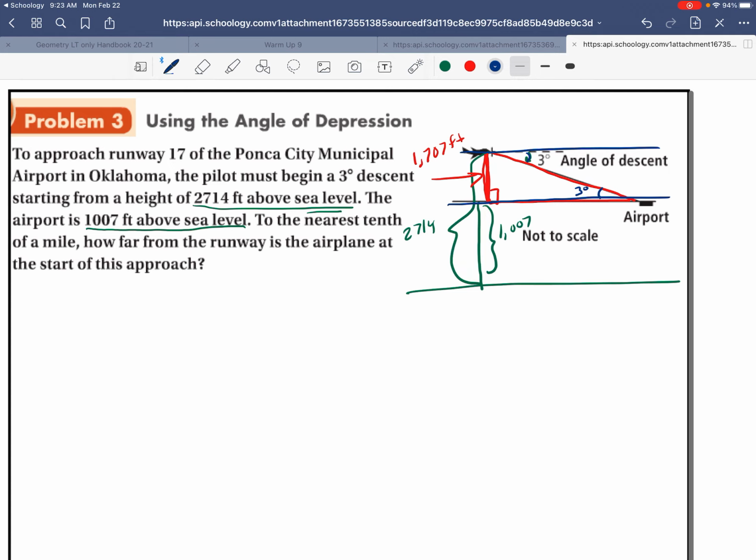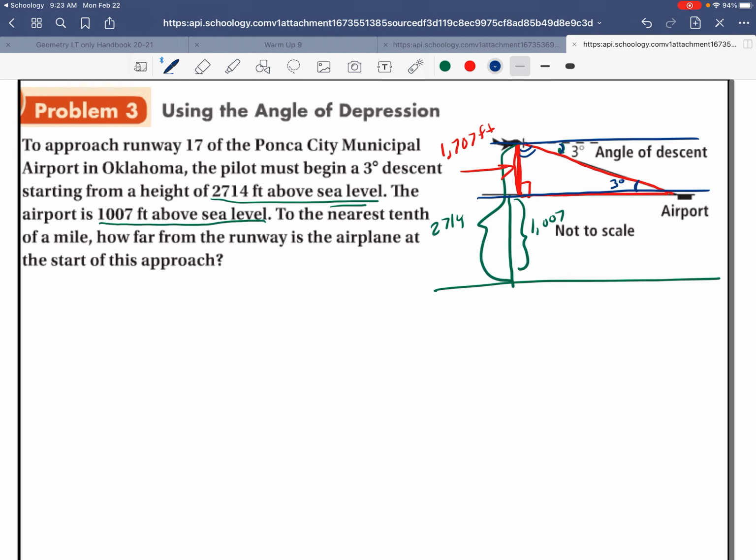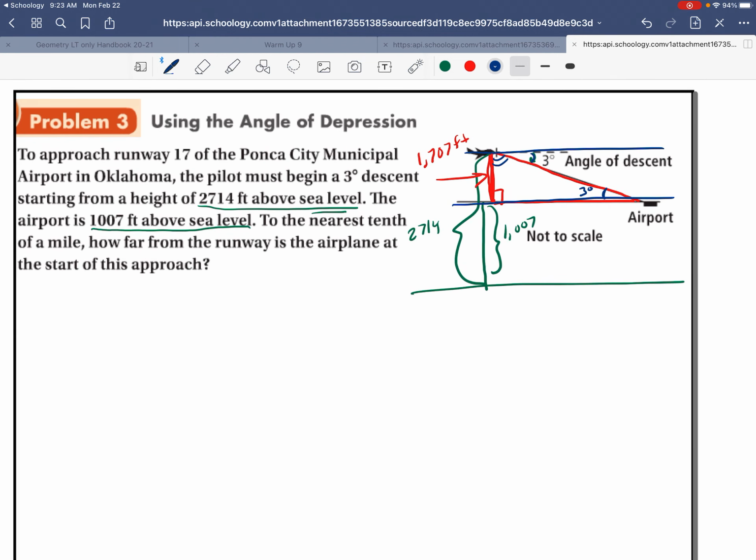Now you could also find what this angle is up here because this will equal 90. 90 minus 3 will give you 87. So we could use the 87 degrees, but we don't need to. And we're going to use this 3-degree angle. We're going to use the side length 1,707, and we need to find what x is. X is going to be, to the nearest tenth of a mile, how far from the runway is the airplane. So we are going to find this hypotenuse length. So we've got the opposite side. We want to find the hypotenuse. We're going to be using the sine.